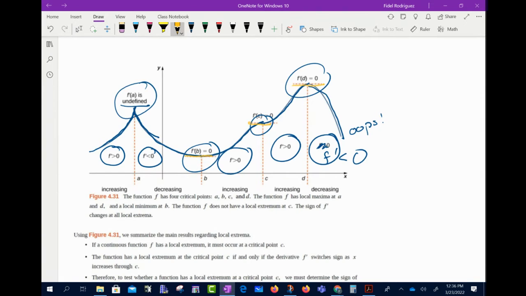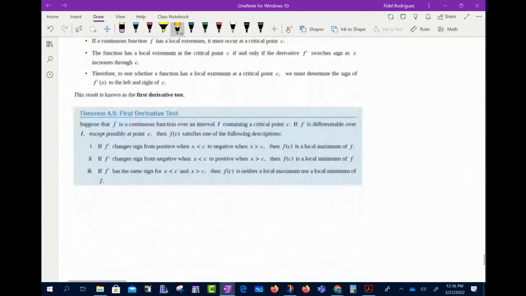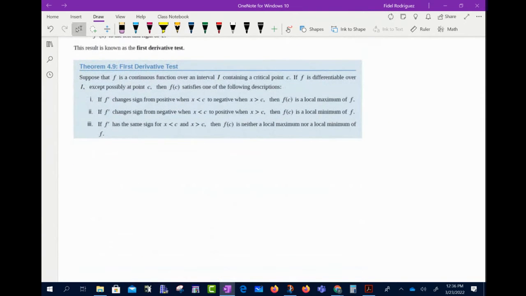Okay. So we're going to figure out a couple of things here. Here we go. First derivative test. And I'm going to explain this to y'all as we go through the problems. But the first derivative test says, suppose f is a continuous function over an interval I containing a critical point c. If f is differentiable over I except possibly at a point c, then f of c satisfies one of the descriptions. If the sign of the derivative changes from positive when x is smaller than c to negative when x is bigger than c, then we have a local maximum.